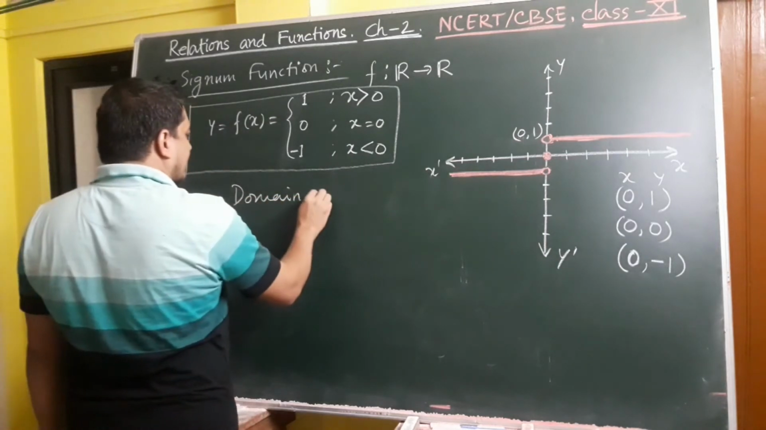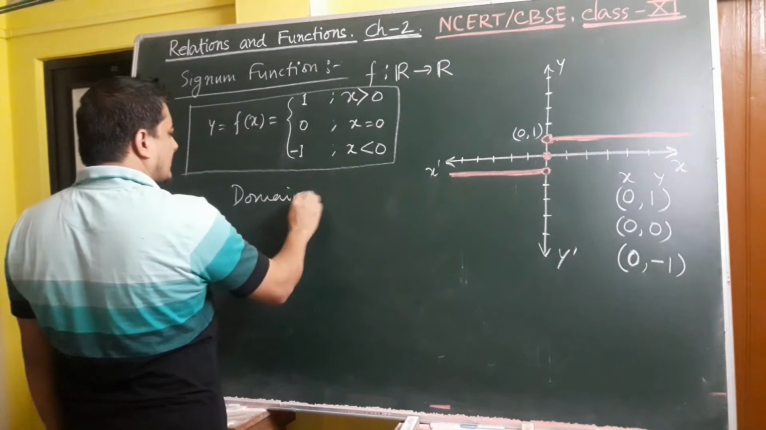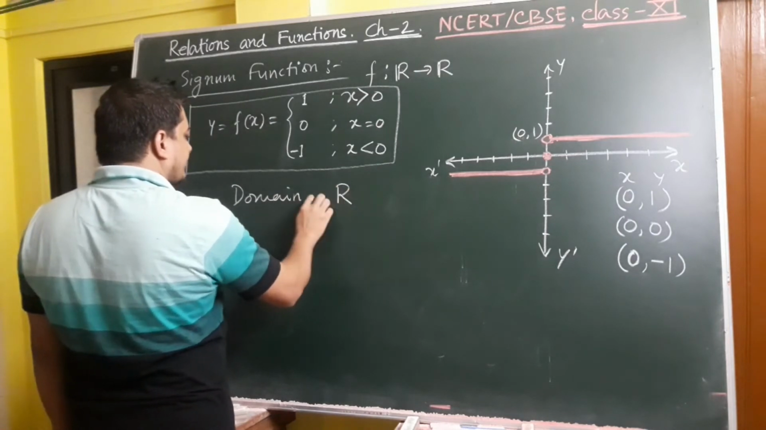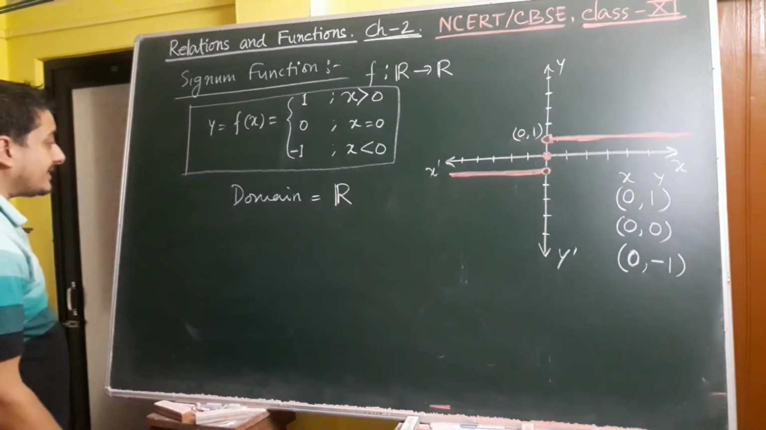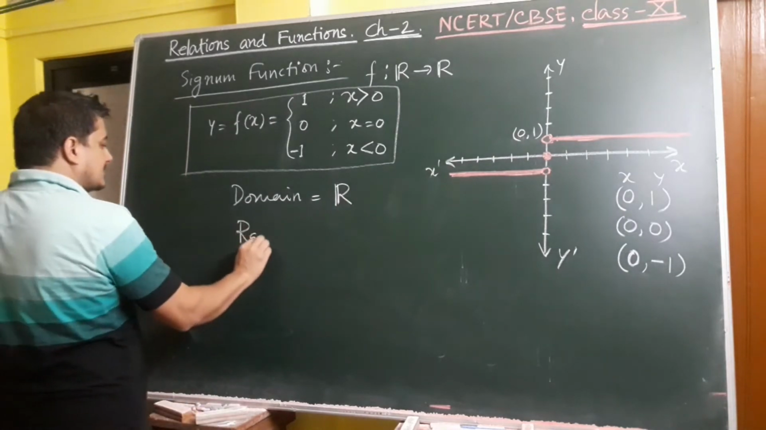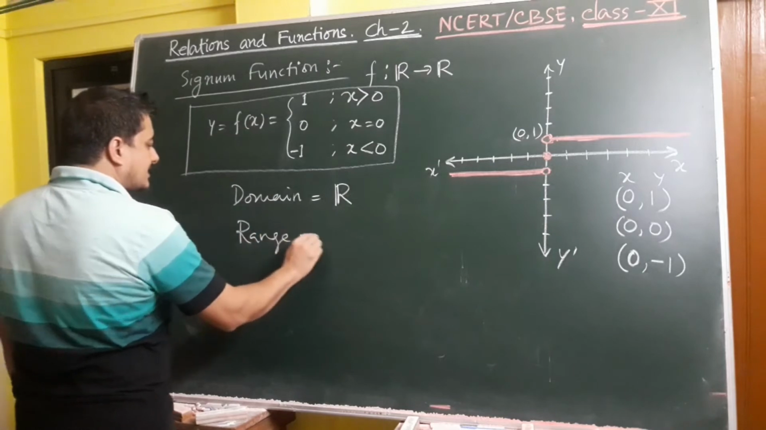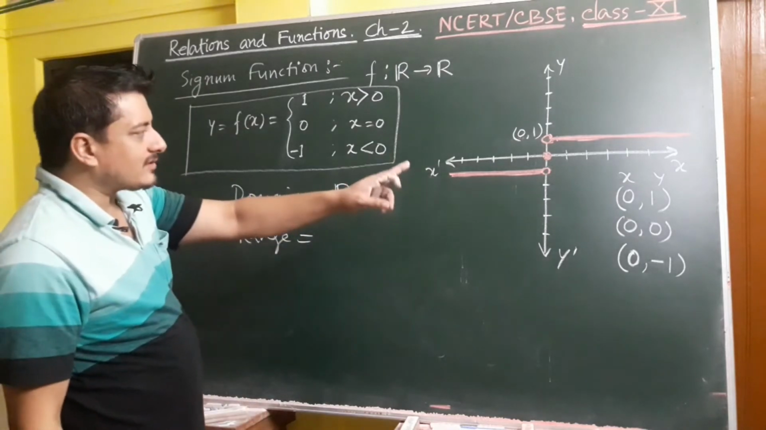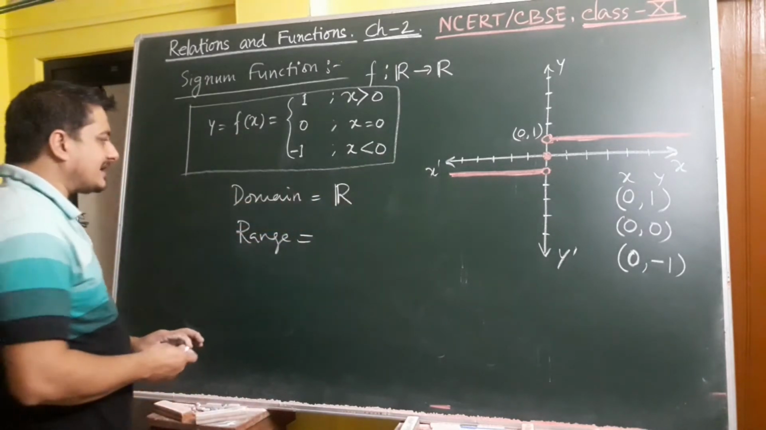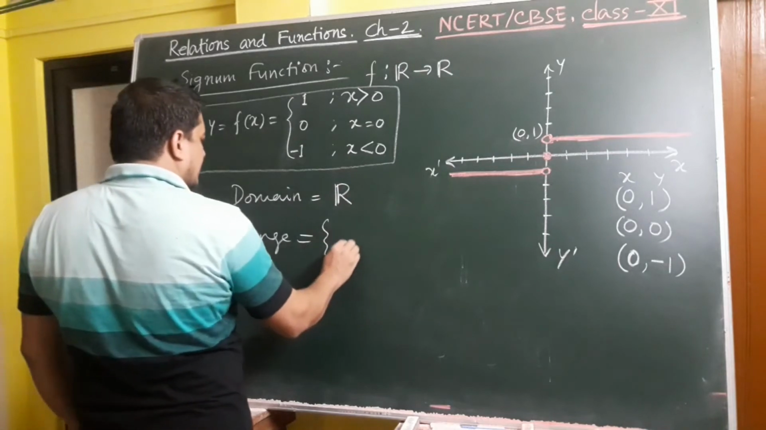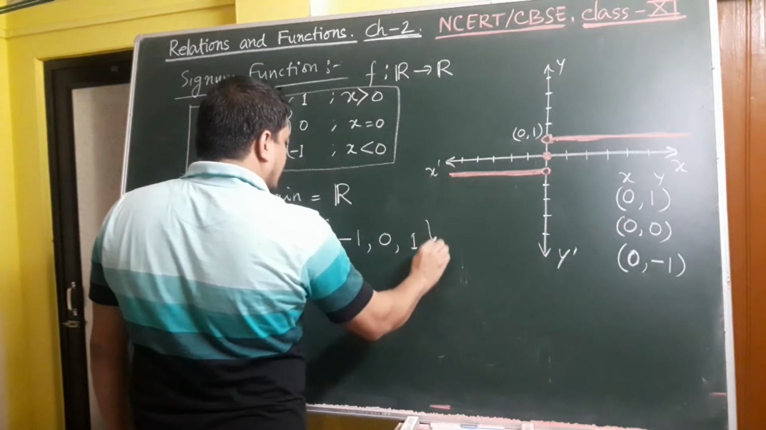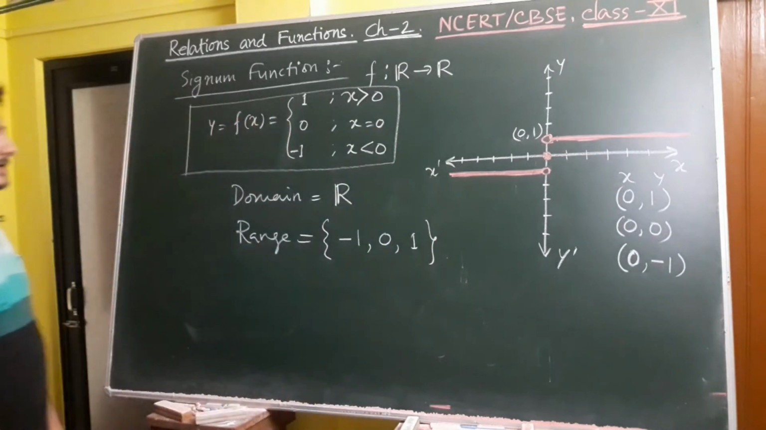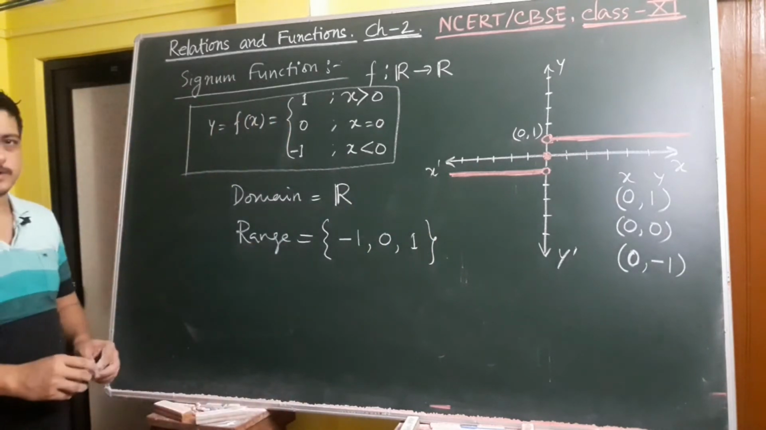Domain is R. Domain of this function is, domain of f is R. Fine. And what is the range? Range, as you can see here clearly, there are only 3 values that are permissible. So what are those 3 values? One is -1, then 0, then +1. So this is the range, and the graph you have already drawn.